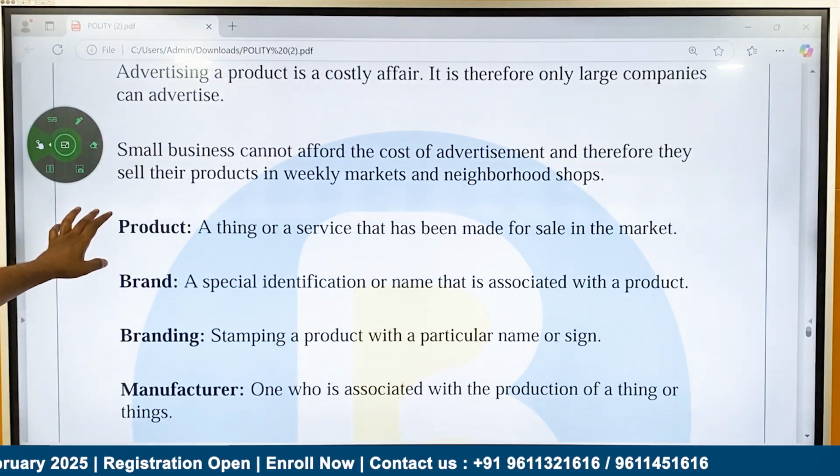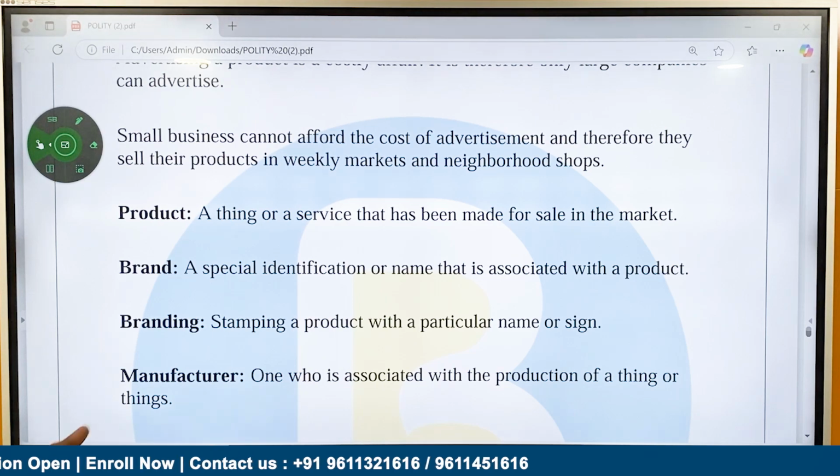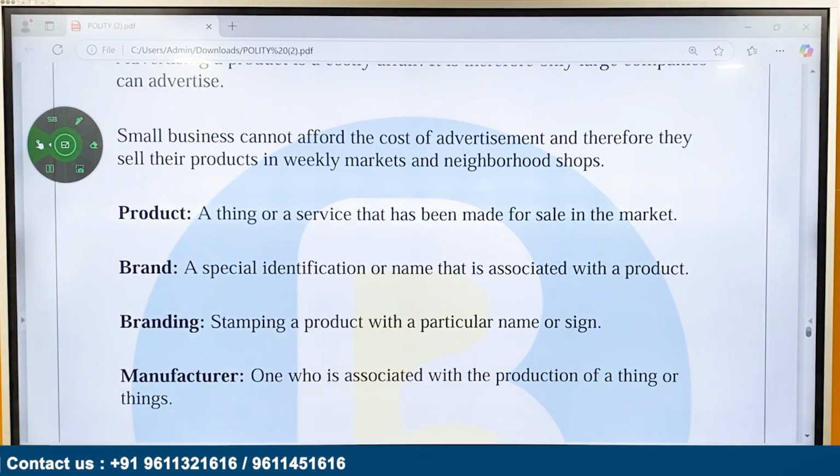So here are a few words. Product. A product is nothing but a thing or service that has been made for sale in the market.